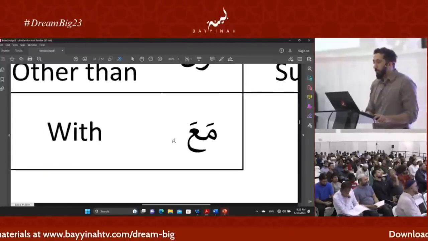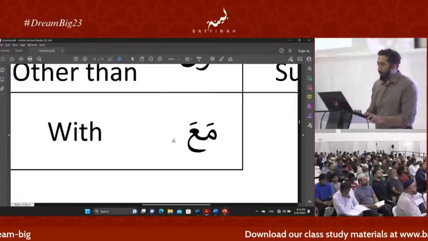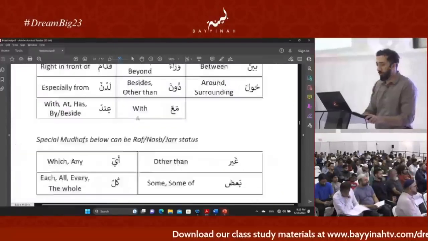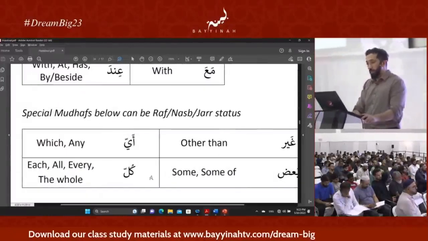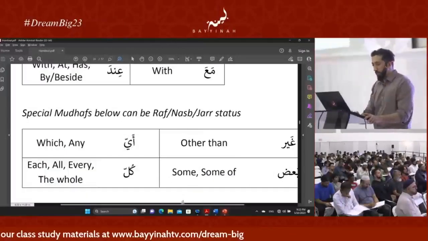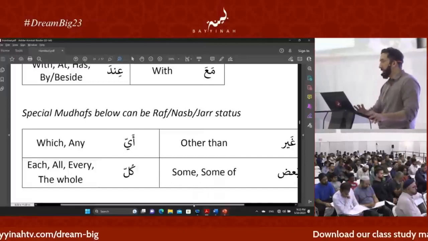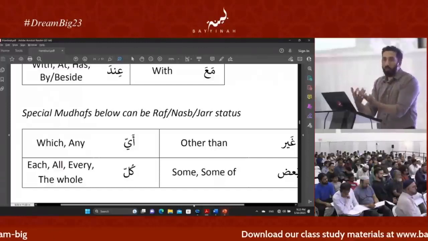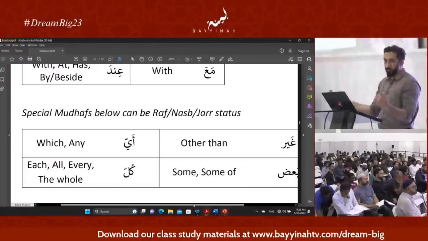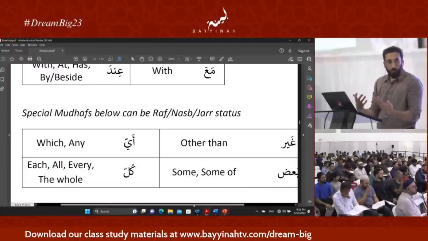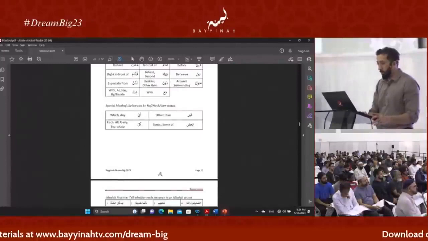Okay, so ma'a means with. So ma'al masjidi means what? With the masjid. These are all special mudhafs. And there's some more. Ay, which means any, and kul, which means every, and ghayr and ba'd. So this is interesting vocabulary. If you learn this vocabulary, it'll probably happen on every page or every other page of the Quran. So this is a very common occurring vocabulary. But the pronouns are going to happen practically all the time.